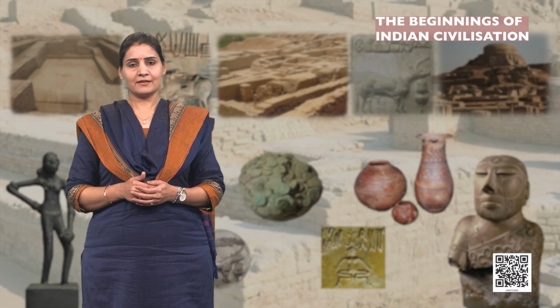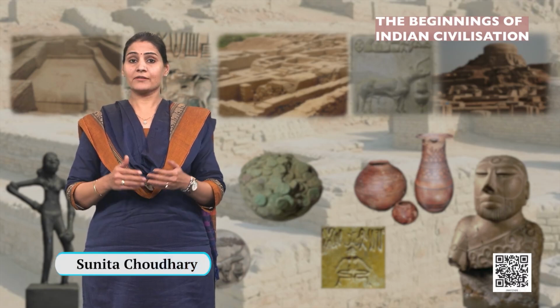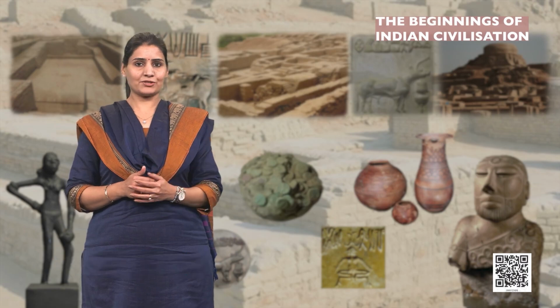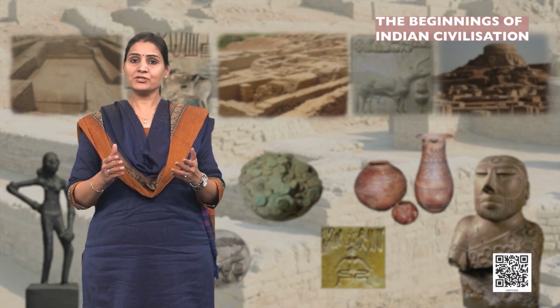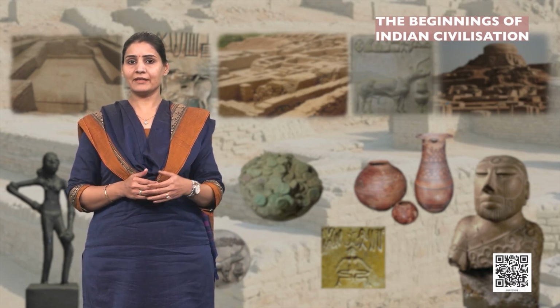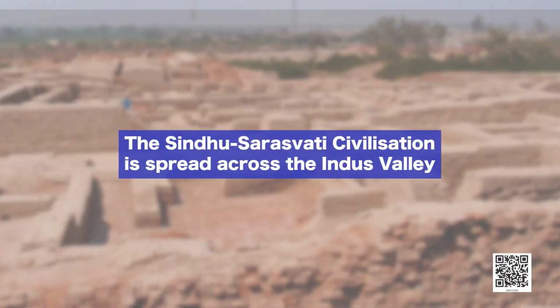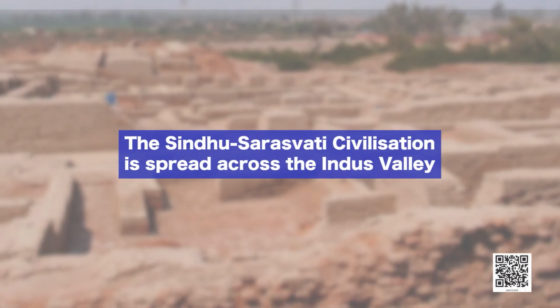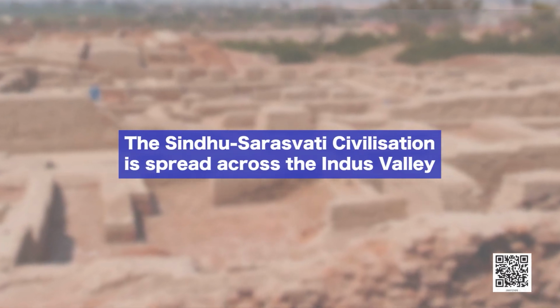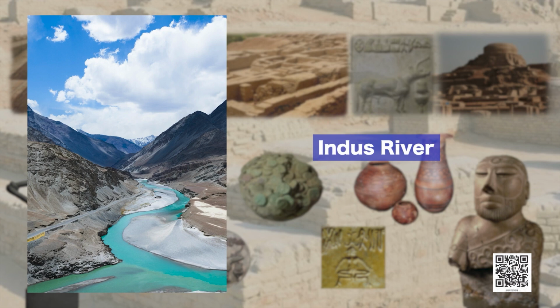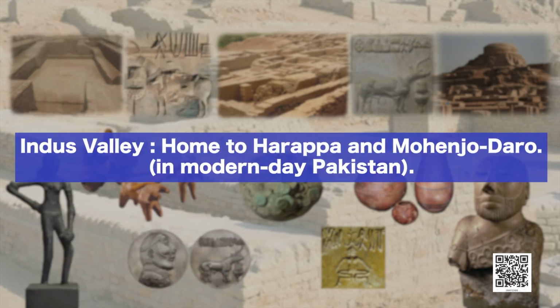As we studied what is civilization, what are the characteristics of civilization, and the map in the previous session, where we saw that major rivers covered this area. Let us recall it again with some additional information. The Sindhu-Saraswati civilization is spread across Indus Valley, the central area around the Indus River, including important sites like Harappa and Mohenjo-daro in modern-day Pakistan.